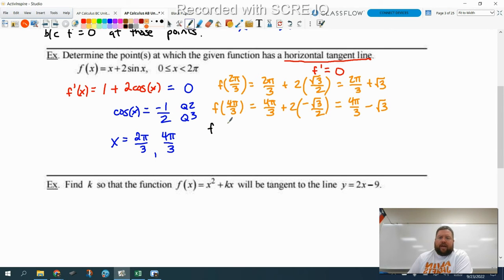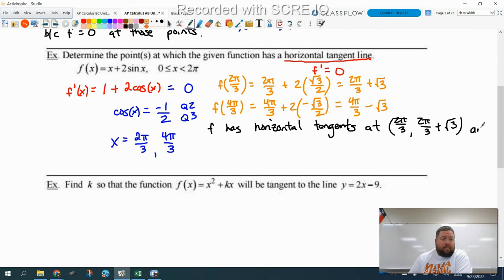All right, so f has horizontal tangents at (2 pi over 3, 2 pi over 3 plus the square root of 3) and (4 pi over 3, 4 pi over 3 minus the square root of 3), because f prime is equal to 0 at those points.